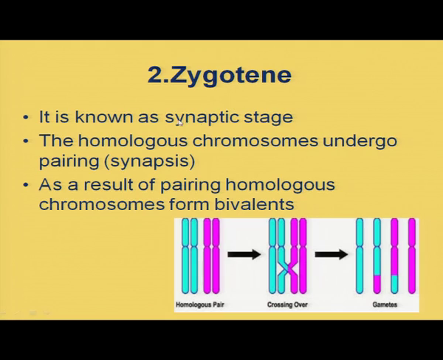Now, here you can see the second stage, zygotene. Zygotene means pairing of homologous chromosomes takes place. You see this diagram, you can see it clearly here.